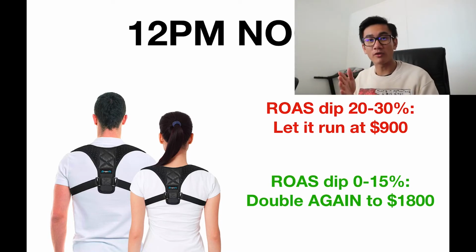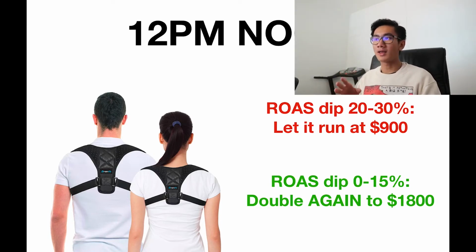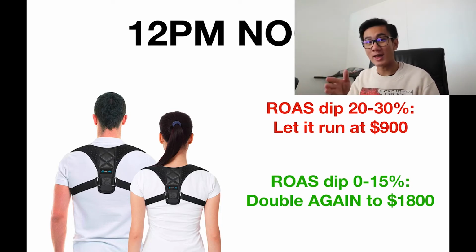But if it's still profitable, and by a good amount, and it's only dipped by like 0 to 15%, so it's still maintaining a cost per purchase, say around $17, $17.50, you want to double it again to $1,800. Now I know that sounds crazy, but this is how the pros scale to like 5-figure days.